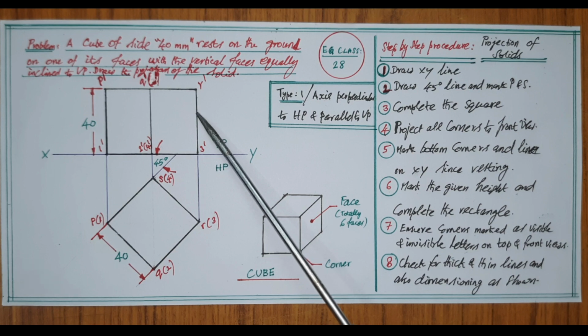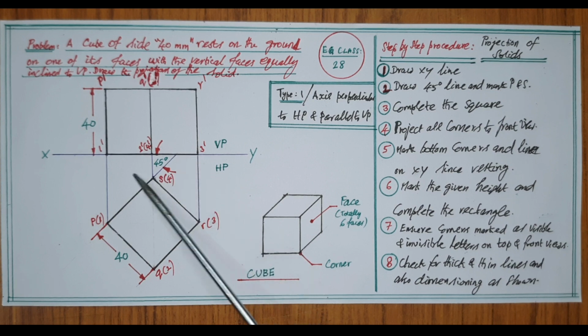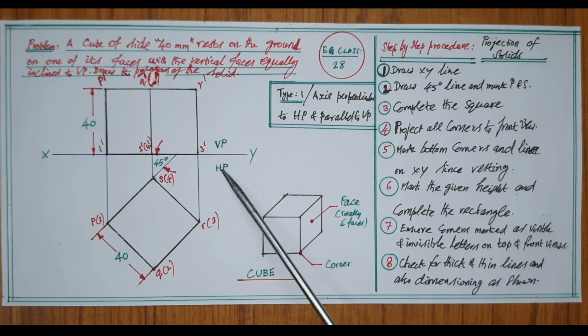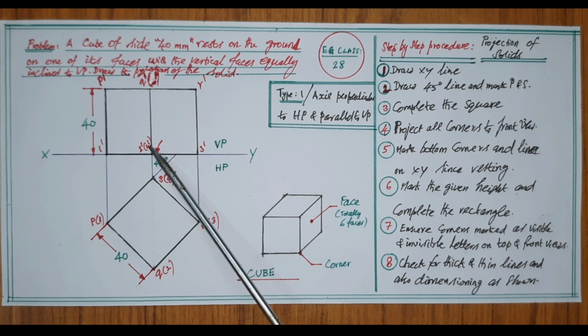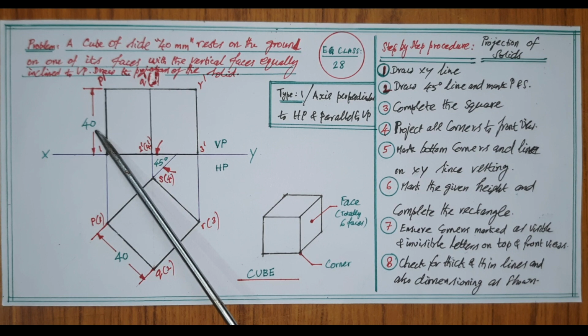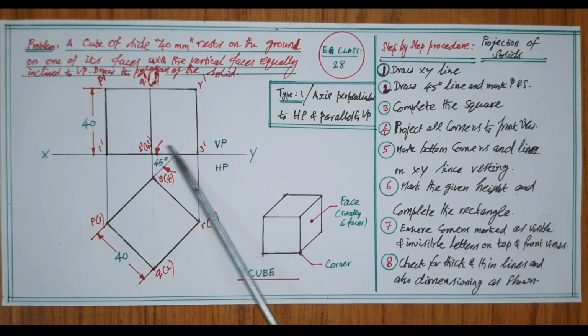Since resting on HP, the bottom face points of the cube should come on the XY line as shown here, on the XY itself, that is the corners 1 dash, 2 dash, 3 dash, 4 dash. This P dash is the invisible corner, so it has been shown within the brackets. Height should be marked to 40 millimeter as the cube size is given as 40 millimeter. Now complete the rectangular shape as shown here.